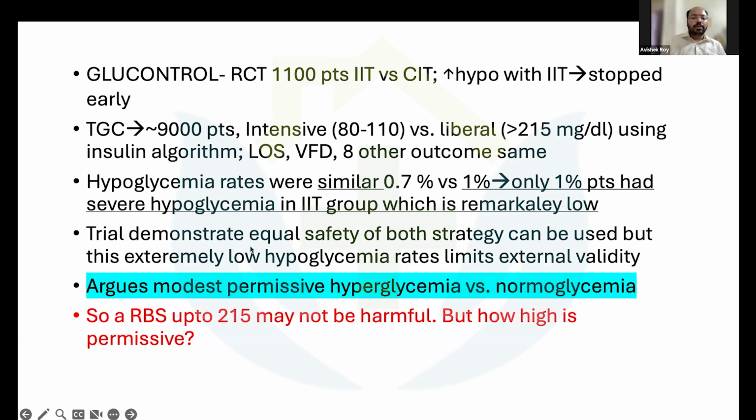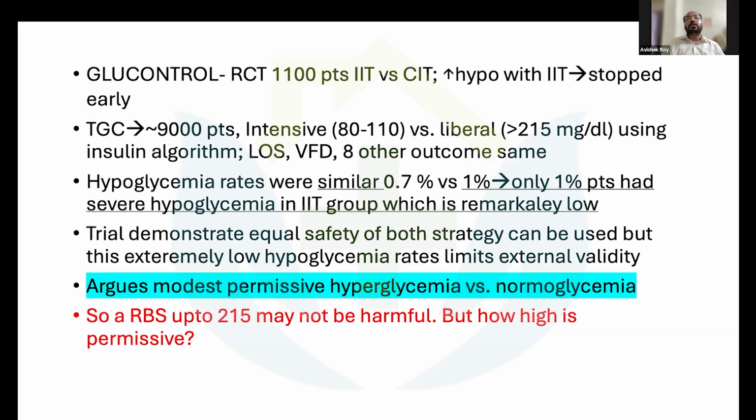So the trial demonstrates the equal safety of both strategies. And now comes a newer concept that argues for modest permissive hyperglycemia. That's probably a sugar level up to 250 is safer as compared to normoglycemia. And the intensive insulin therapy, the tighter sugar control, is now out of the book. So to summarize, our current recommendation is to keep sugar levels between 140 to 200 or 140 to 180.